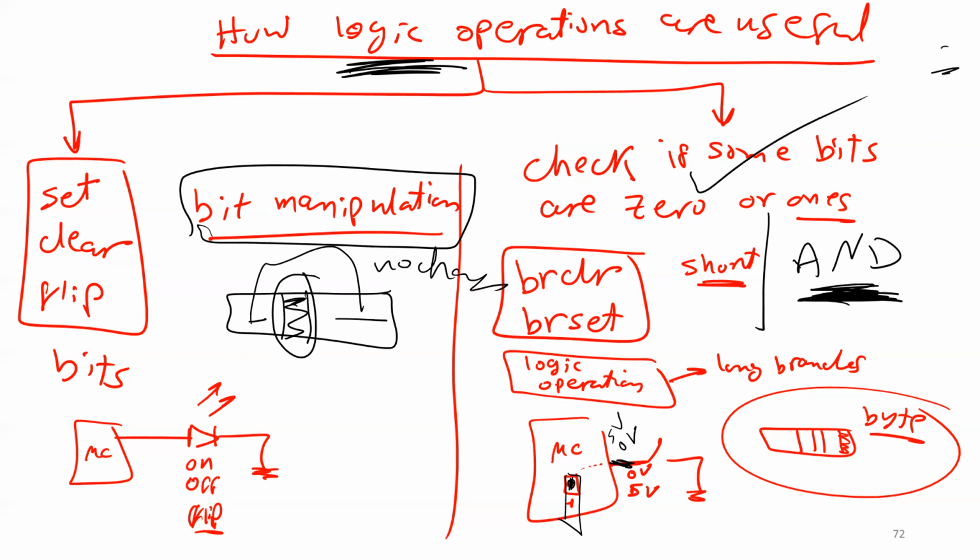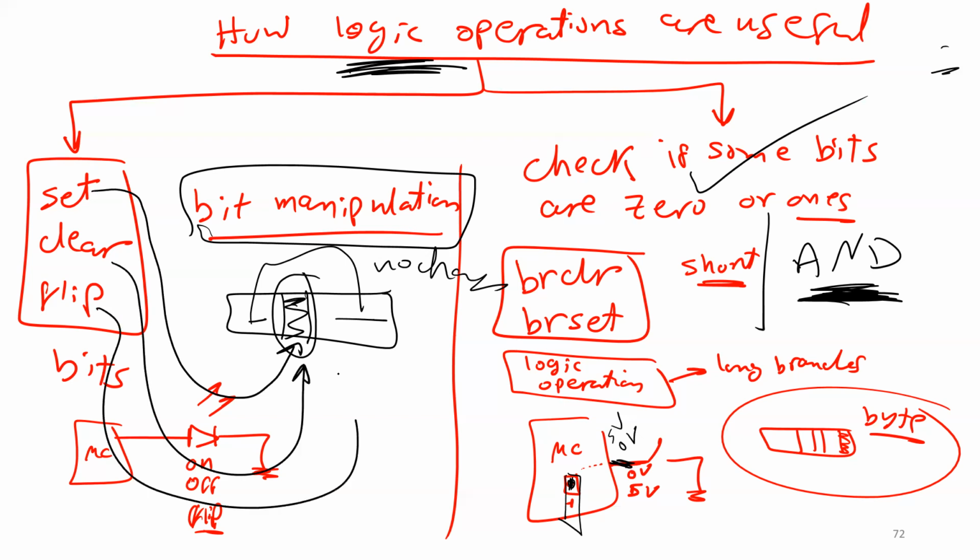What do I mean by change? Number 1, I want to set the bit. Number 2, I want to clear the bit. Number 3, I want to flip the bit. Very simple. That's what we call bit manipulation. So bit manipulation means I have a byte, and I manipulate some bits without changing the other bits. Manipulate means set, clear, flip. Is that okay, guys?